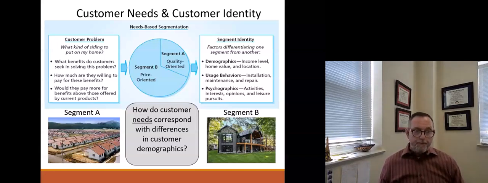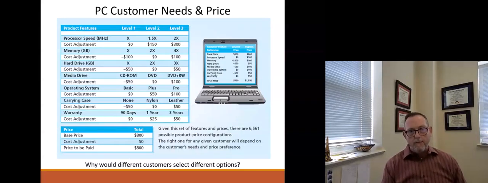A third example deals with personal computers, PCs, who have different needs. We have 3 different product types in this particular case: level 1, level 2, and level 3. In level 1, you have your base model. Level 2 is a little bit better, a little bit more expensive. Level 3 is even more so. So just look at the processor speeds. Level 1, you have the base model. Level 2 is a time and a half faster, and level 3 is 2 times faster than level 1.